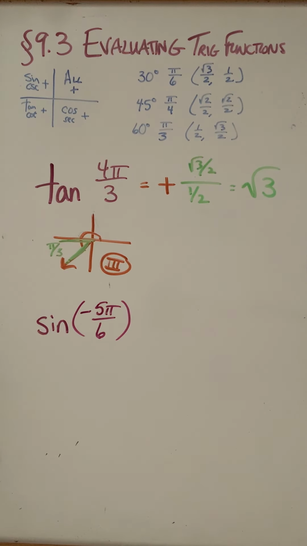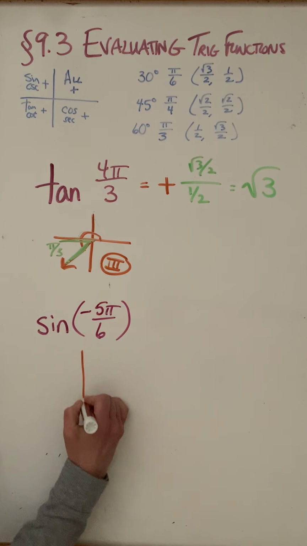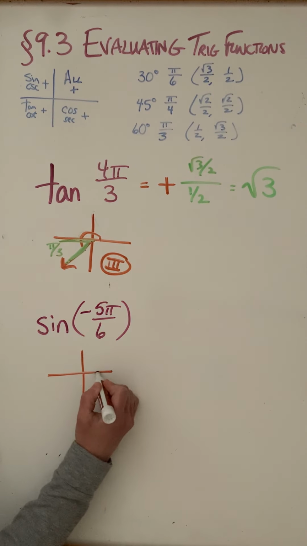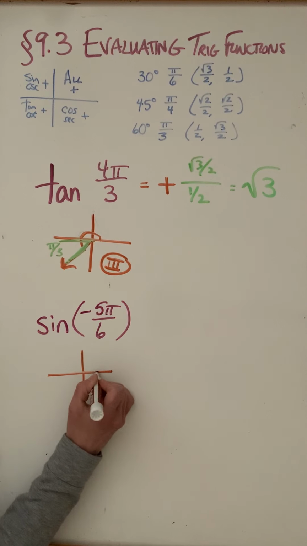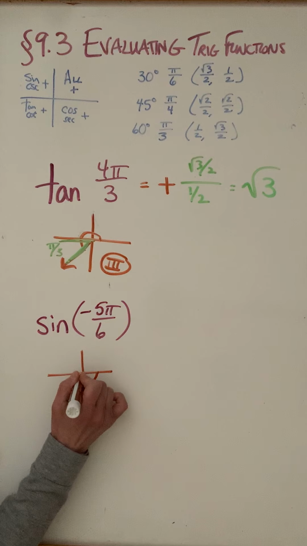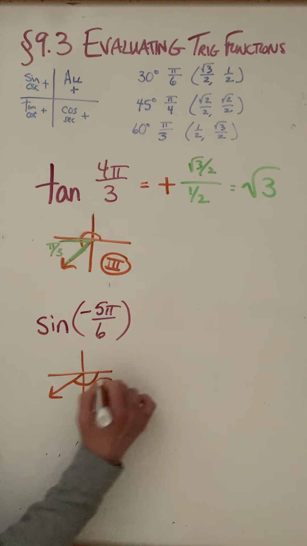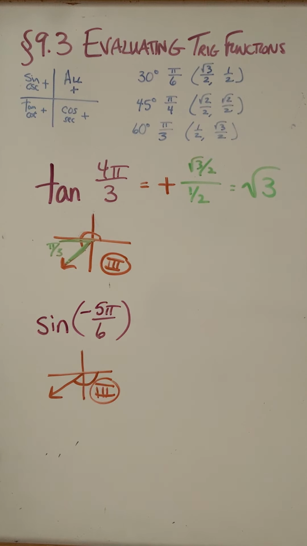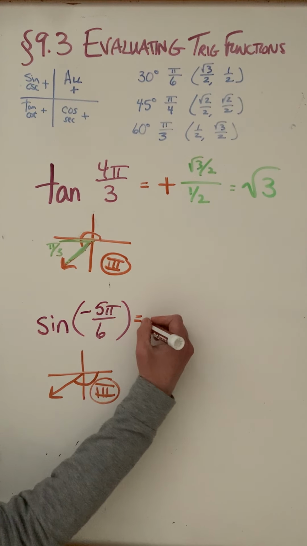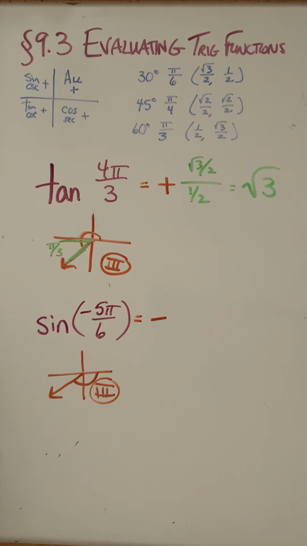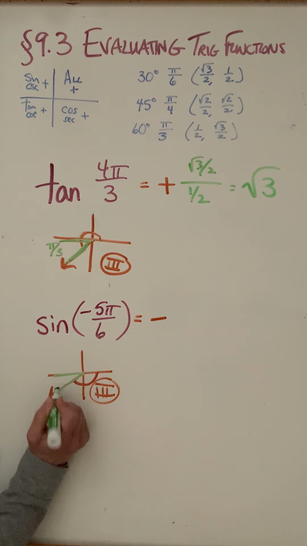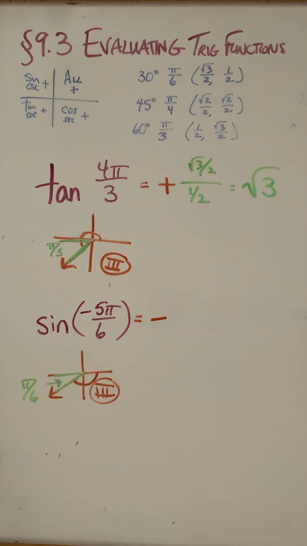Okay, so we're going to start by figuring out which quadrant we're in. So negative 5 pi over 6, we're going to rotate clockwise this time, right? So if we rotate clockwise, we're not a full pi, so we're going to terminate here, again, in the third quadrant. All right, what do we know about sine in the third quadrant? In the third quadrant, we know that sine is negative. All right, now let's figure out what our reference angle is. Our reference angle is pi over 6.